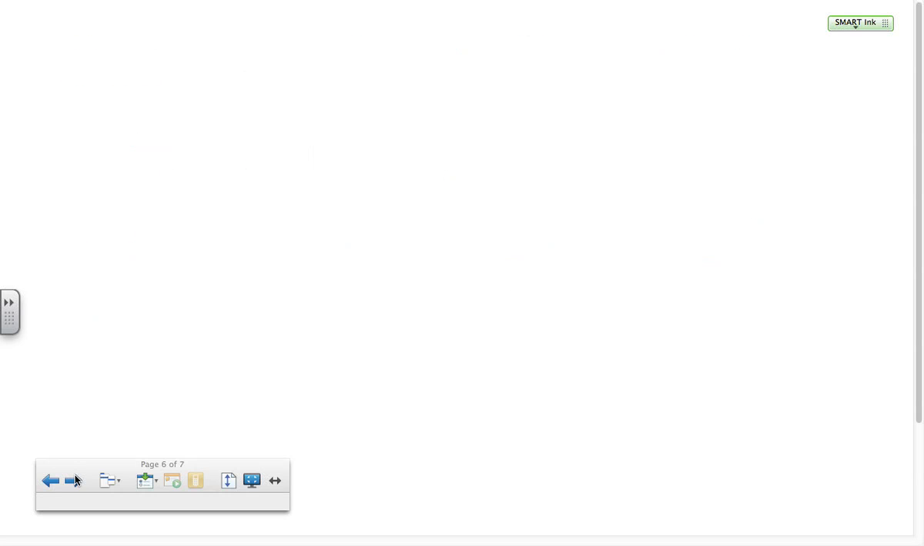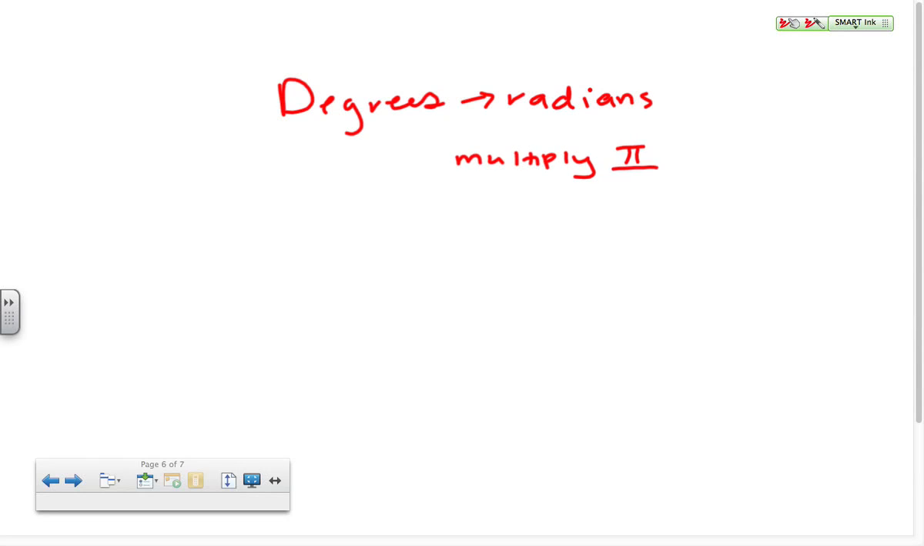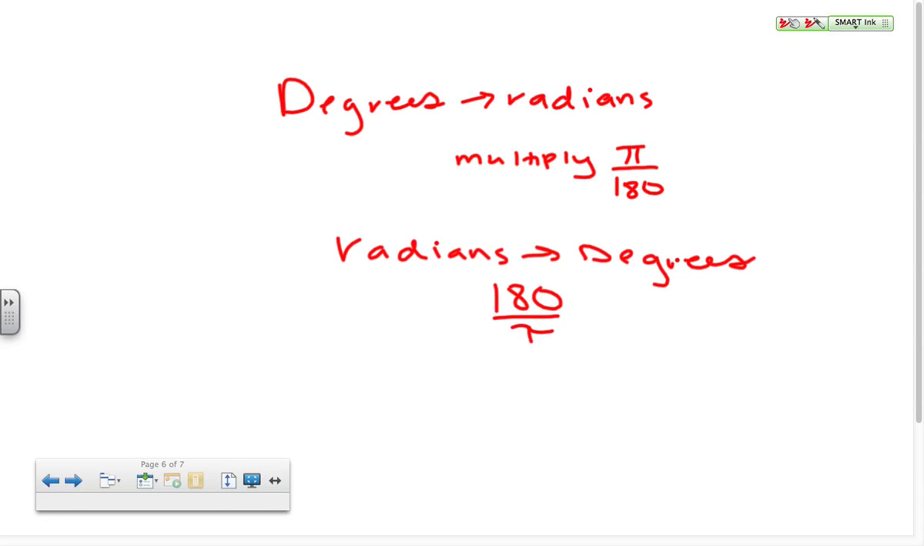So let's talk about how we can convert degrees to radians. If I want to go from degrees to radians, okay, this is just calculator work, really not that hard. I'm going to multiply by pi over 180. If I'm going from radians, which we don't do very often, but every once in a while, to degrees, I'm going to multiply by 180 over pi. Okay, it's just the opposite.